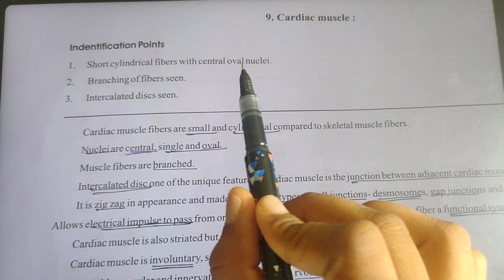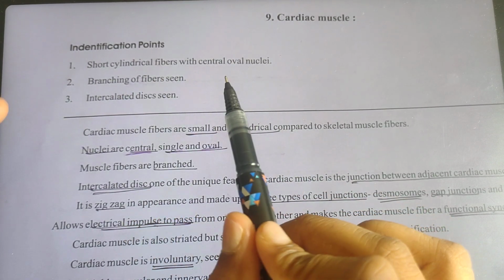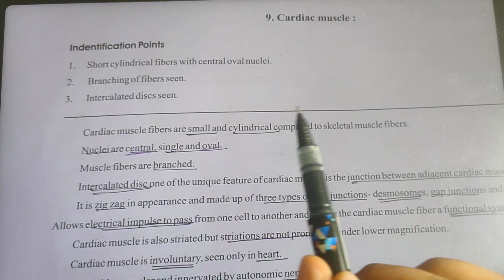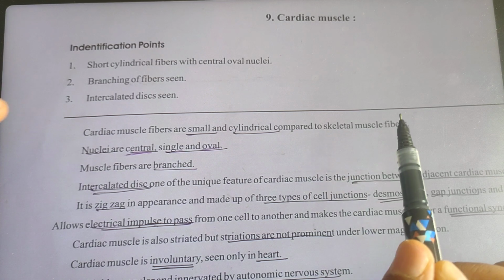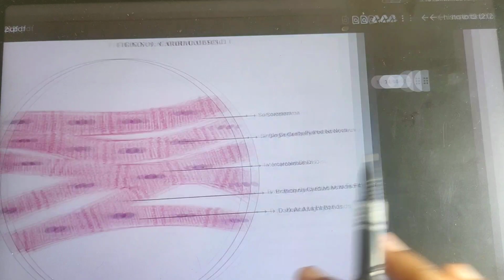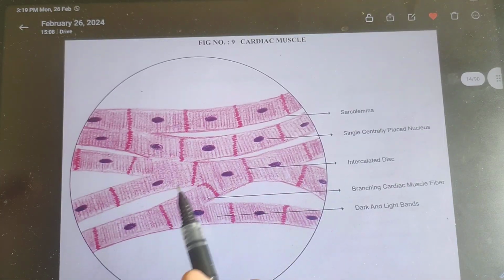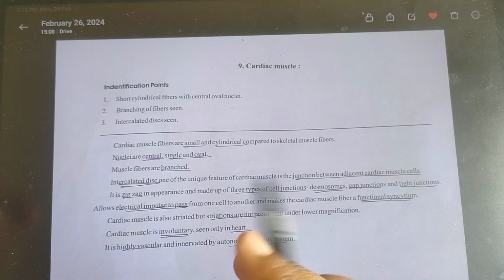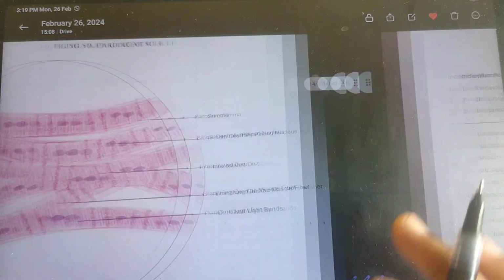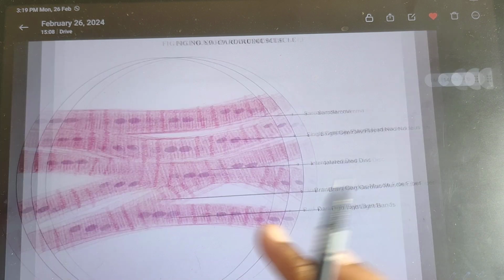Short cylindrical fibers with centrally placed oval nuclei, as I have said, and you can see the branching fibers, and the intercalated disc is seen. So these cardiac muscle fibers are small and cylindrical compared to the skeletal muscle fiber. The nucleus is centrally placed, oval in shape, and these are branches you can see here. And then the intercalated disc is a unique feature of cardiac muscle. It is present at the junction between the two cardiac muscle fibers. This is the intercalated disc between the two cardiac muscle fibers.